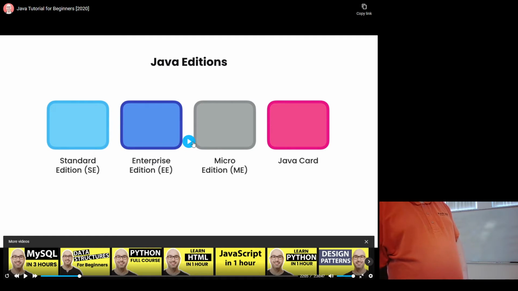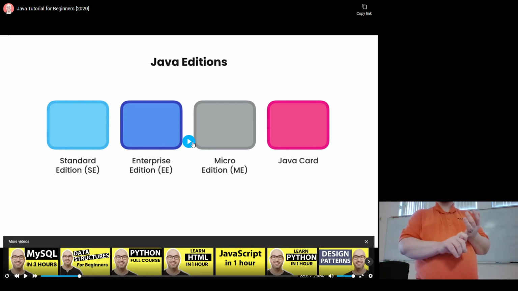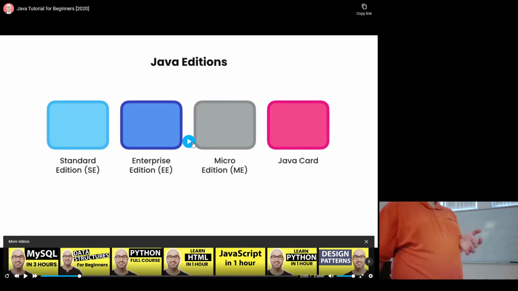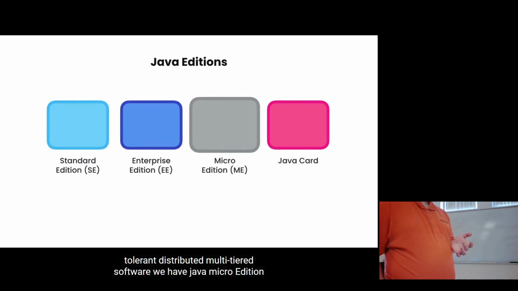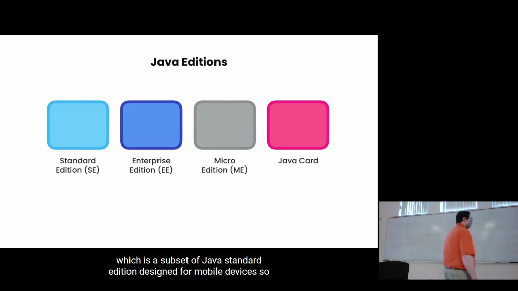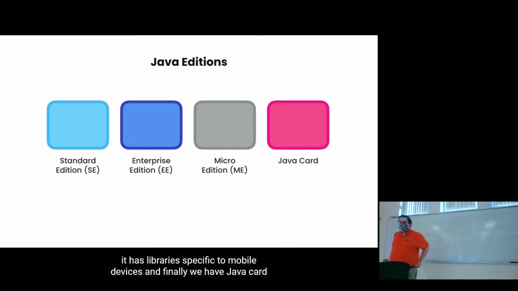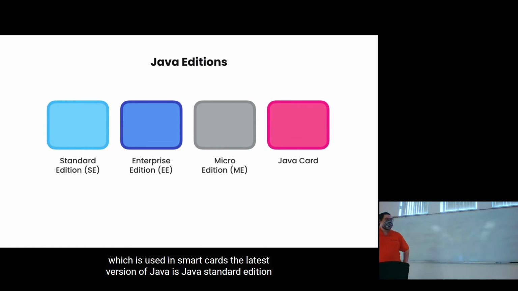I think Micro Edition sometimes is still used in embedded systems. So there are still things like DVRs and Blu-ray players and TVs that are occasionally running Java ME, but those you'll usually notice when you see them. We have Java Micro Edition, which is a subset of Java Standard Edition designed for mobile devices, so it has libraries specific to mobile devices. And finally, we have Java Card, which is used in smart cards.